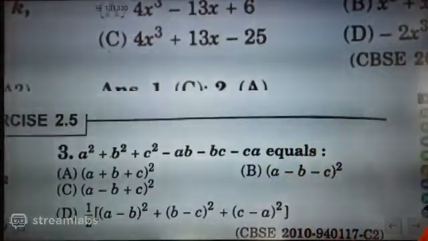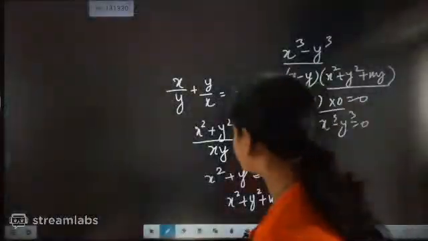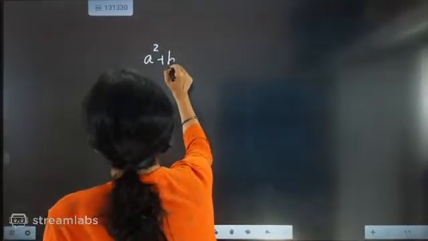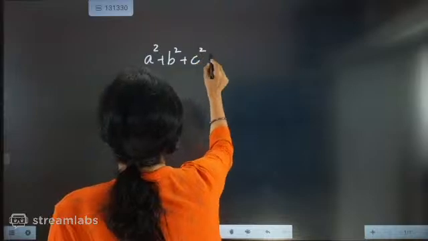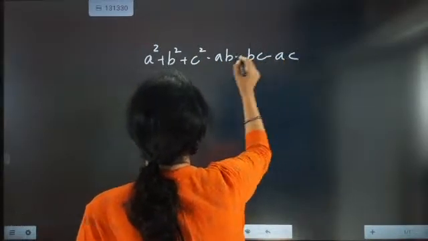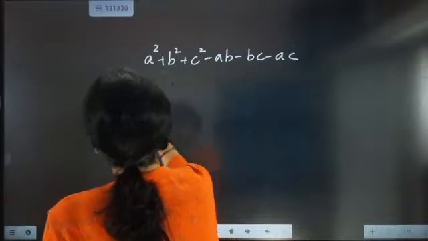Now I am going to tell the answer for this one. Exactly one formula is there. So now look here, beta: a square plus b square plus c square minus ab minus bc minus ac. Now what could be the answer here?